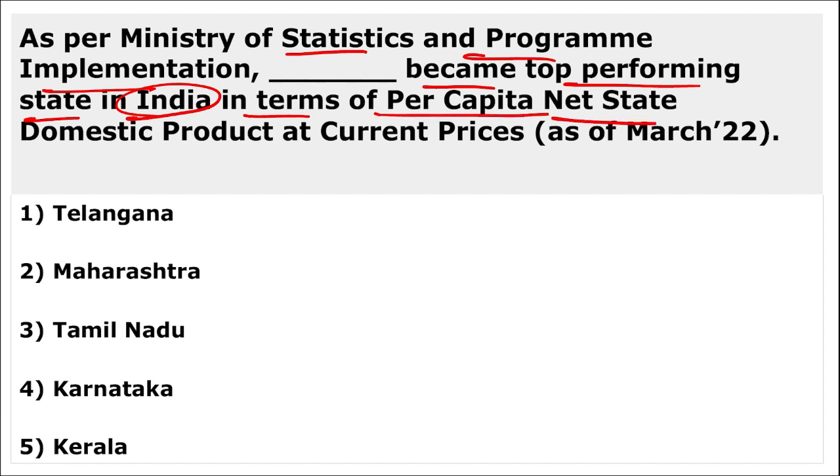Next, as per the Ministry of Statistics and Programme Implementation, which state became the top performing state in India in terms of per capita net state domestic product at current prices? It is Telangana state that has become the top performing state in India in terms of per capita net state domestic product at current prices.